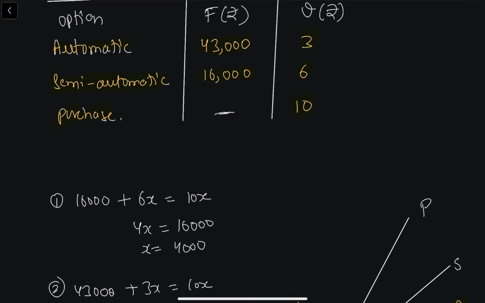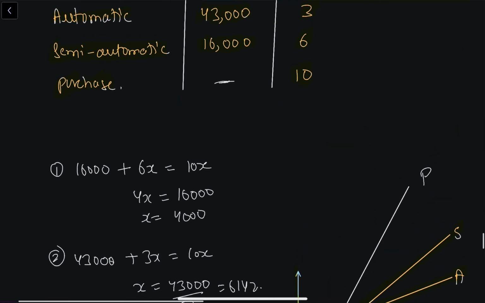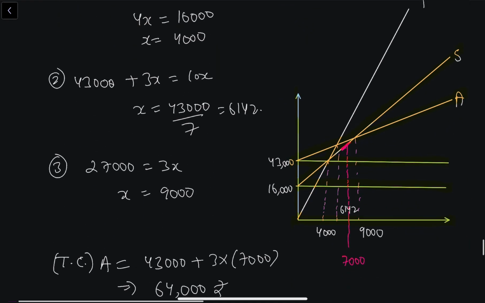Then we have semi-automatic, which is 16,000 and then 6. For semi-automatic we have the fixed cost, and over and above that the semi-automatic variable cost. And third, we have purchase at 10 rupees per unit. Purchase means there's no fixed cost, you're simply buying, with a higher slope, meaning higher variable cost.